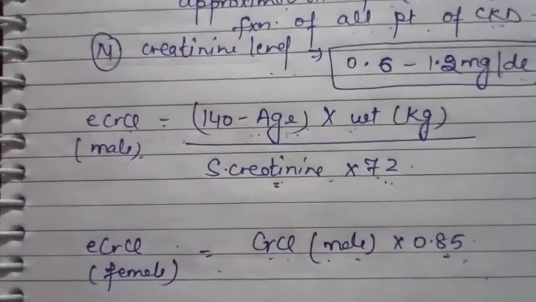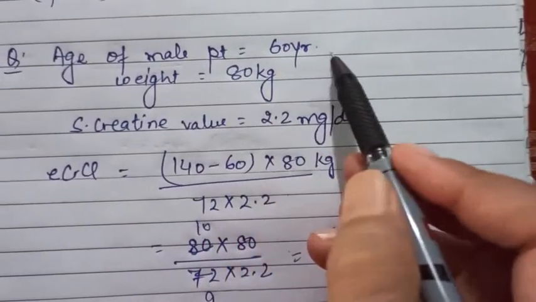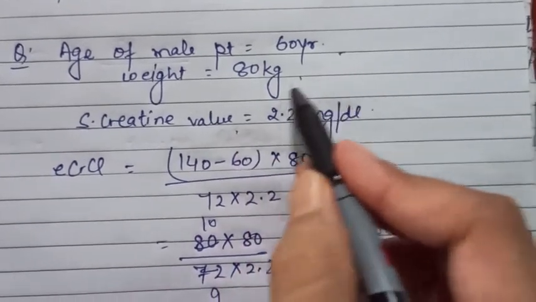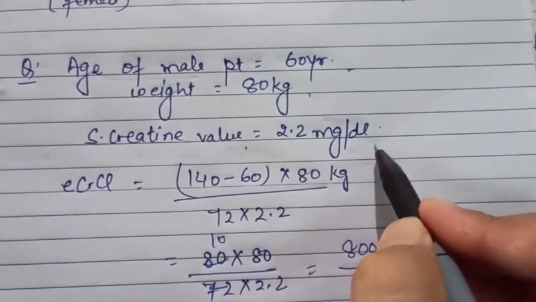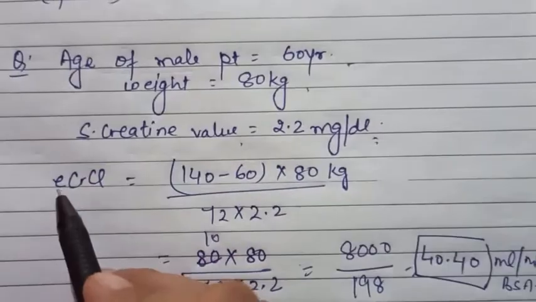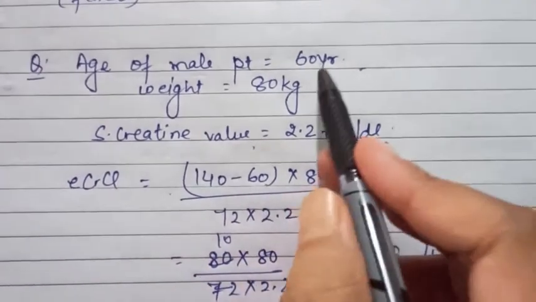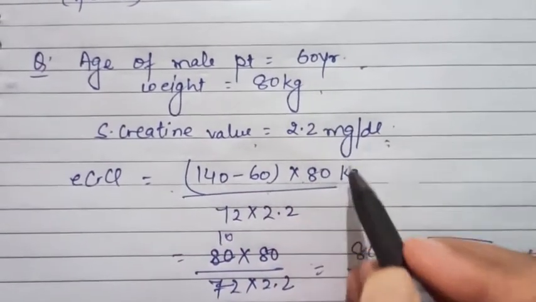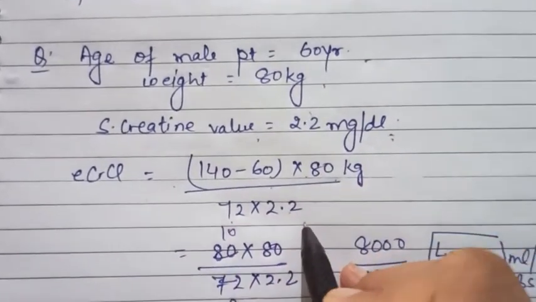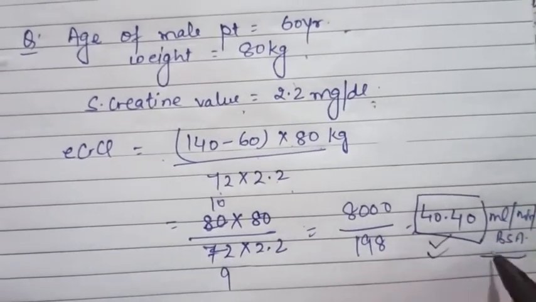Now we will discuss one of the sums. For example, the age of a male patient is 60 years, weight is 80 kg, and the serum creatinine value is 2.2 mg per dL. Now we have to calculate at what stage the person is having CKD. So estimated creatinine clearance value is equal to (140 minus age 60) multiplied by weight 80 kg, upon 72 multiplied by serum creatinine value. Here the result is 40.40 ml per minute of body surface area.